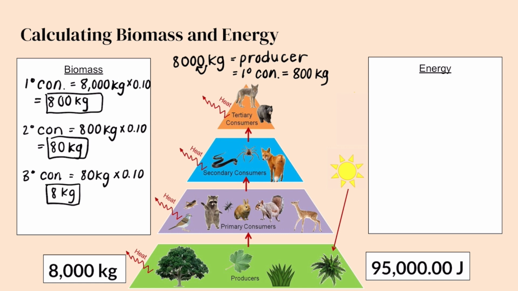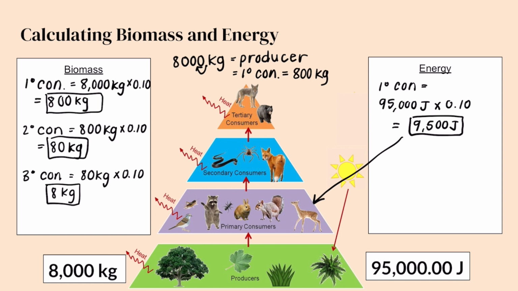So that was for biomass. We can do the same thing for energy. So we have 95,000 joules, and joules is a unit of energy, in our producer level. If we want to figure out the primary consumer value, we would just take that 95,000 joules and multiply it again by 10%. And that would give us 9,500 joules at our primary consumer level. And you can continue doing the same thing, multiplying by 10% to get all the way to the top.